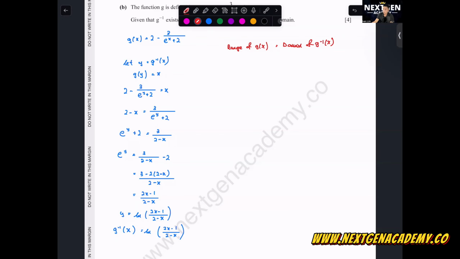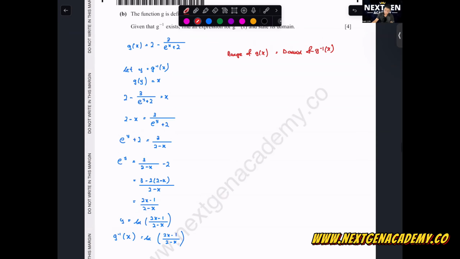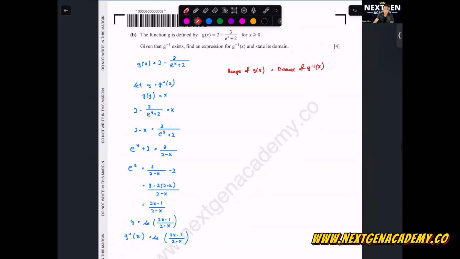What is my original domain? Because I know how this graph looks like. This is an e to the power x graph. Can I say that my original e to the power x is from 1 to infinity, for x more than or equals to 0? Why? You see here, I sub in x equals to 0, so here is 3 over 3. So 2 minus 1 will be my smallest value.